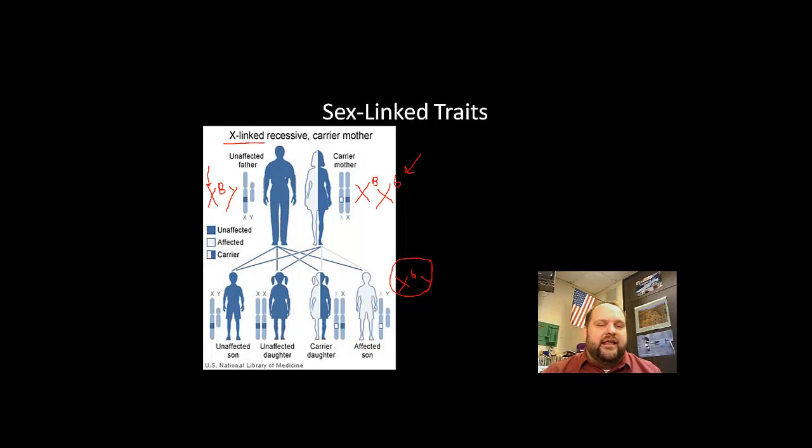So in this case, you notice that we don't have any female children with the trait. Sure, one of them's a carrier, but none of them actually have the trait. But in this case, 50% of the males end up having the trait. That's just because it's easier for males to get it, because it's only found on the X chromosome.